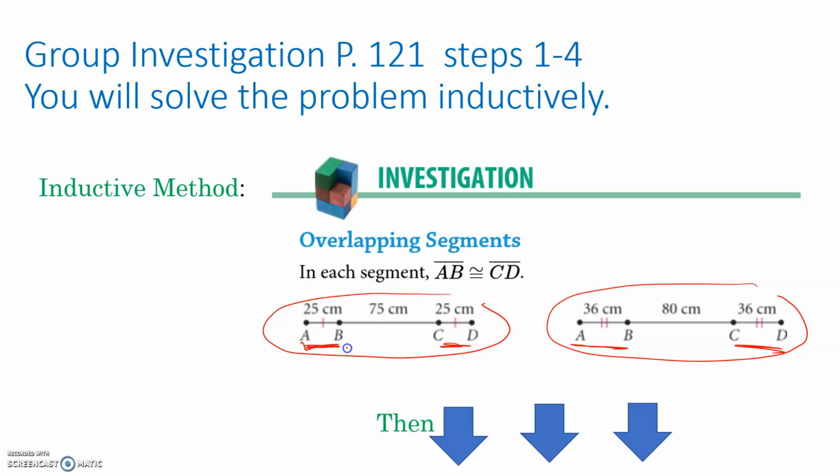So I take AB and I add 75 to it. I take CD and add 75 to it, and they want you to find out what is then true about this segment AC and this segment BD. So you're going to do that just by looking at two examples and seeing what the pattern is, and then coming up with a conjecture.